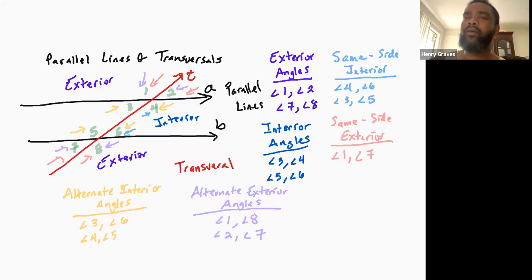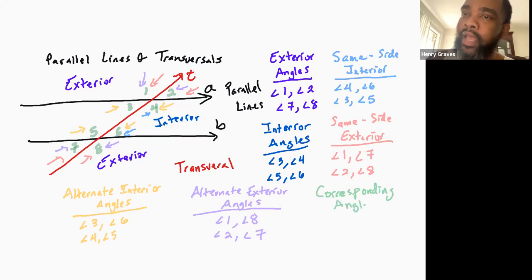Then we're going to talk about one more. I have to talk about one more. I can't not talk about corresponding angles. So if angles correspond, that means they look to be the same angles. That means they're the same. So for instance, I know that angle 4 and angle 1 are corresponding.